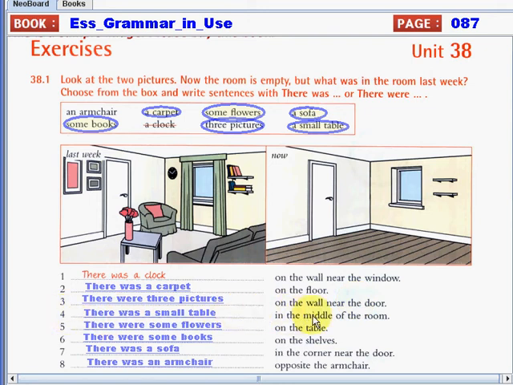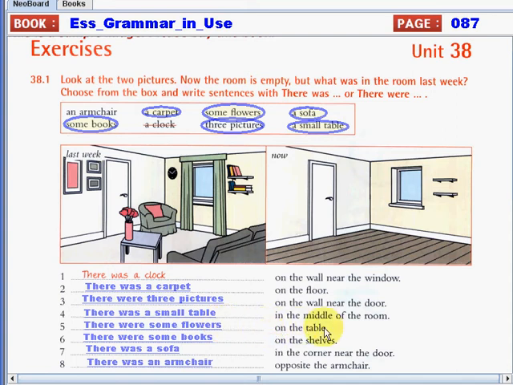Blank in the middle of the room. So what is in the middle of the room? Yes, okay. So this is a small table. So we will write that in past tense and in singular form. So it is there was a small table in the middle of the room. Okay, let's go now on number 5.